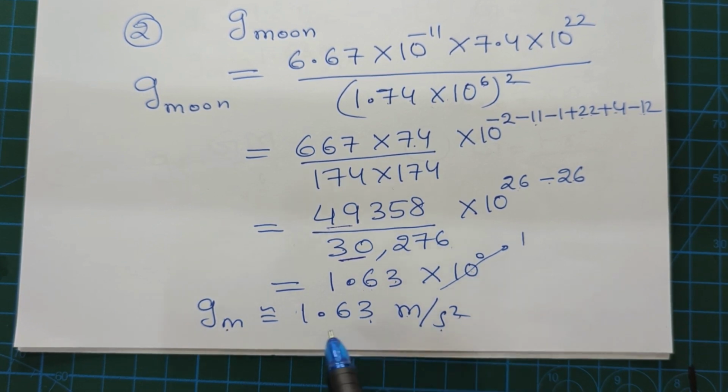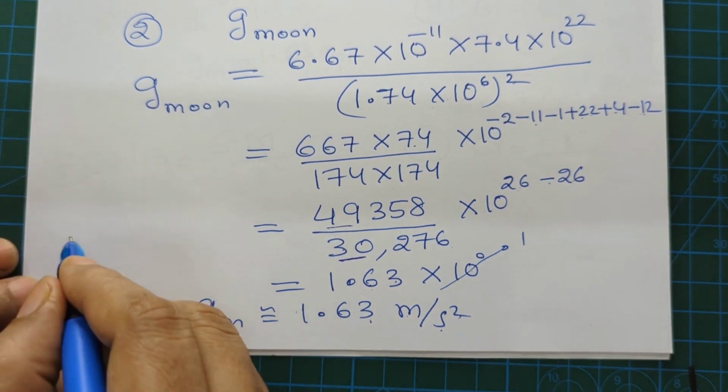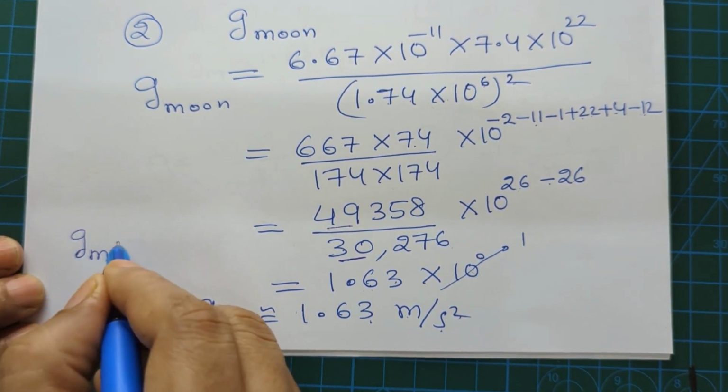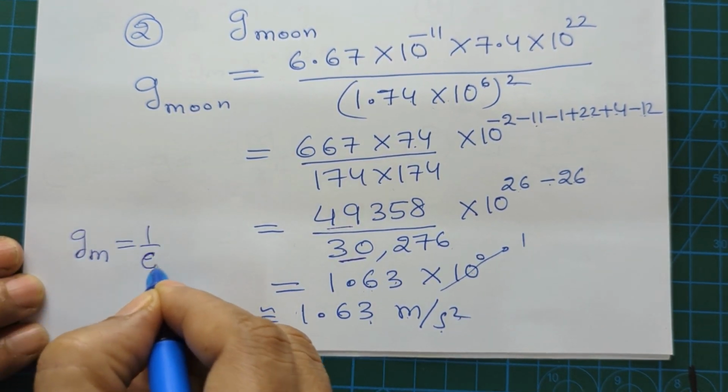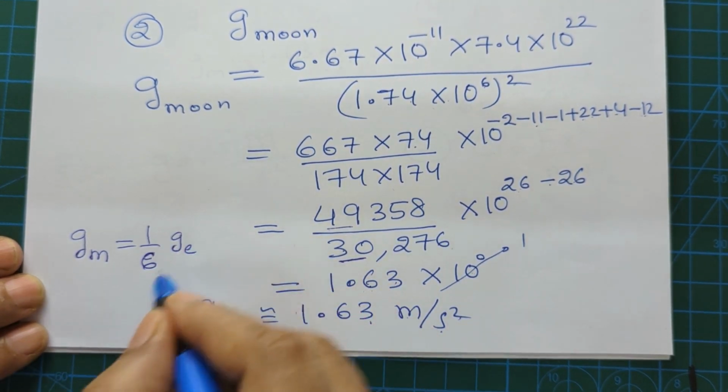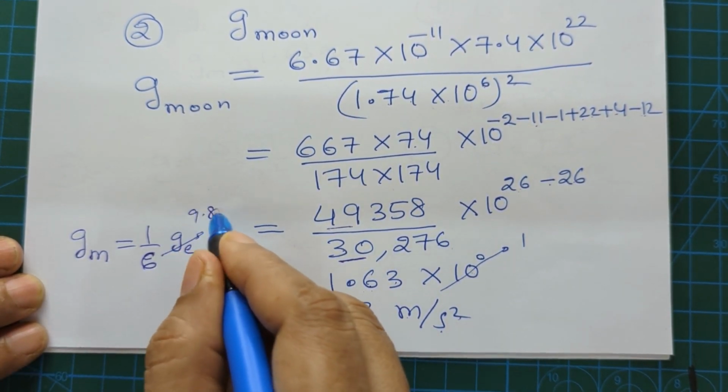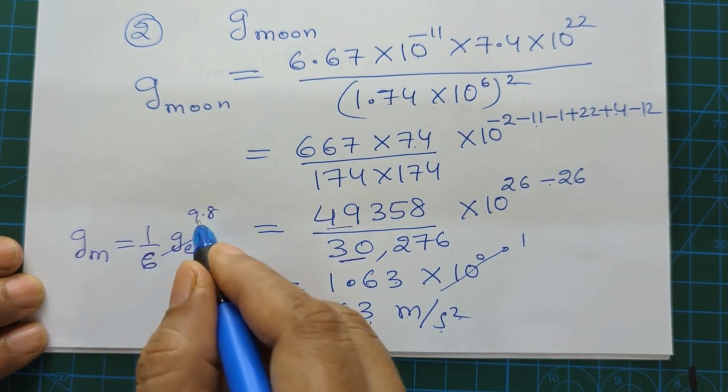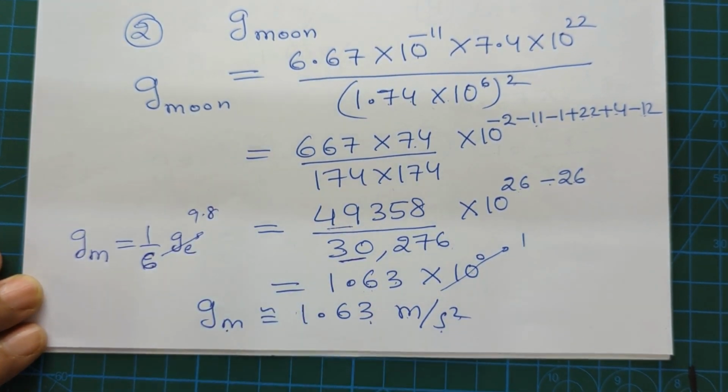second square. This number is actually 1/6 of 9.8. That means g of Moon is actually 1/6 of g of Earth, means 9.8 divided by 6, and 9.8 by 6 is actually this number.